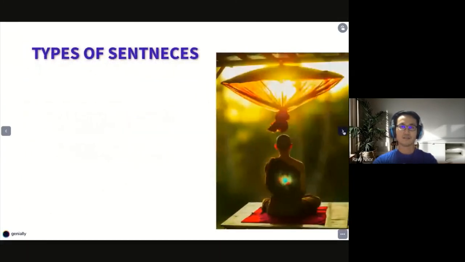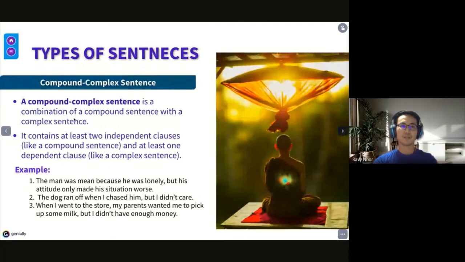Okay, compound-complex is the last type of sentence. A compound-complex sentence is a combination of a compound sentence with a complex sentence. So you know compound sentences, and you know complex sentences.